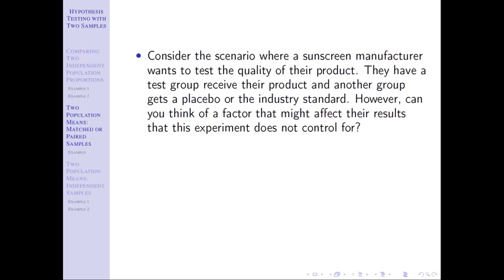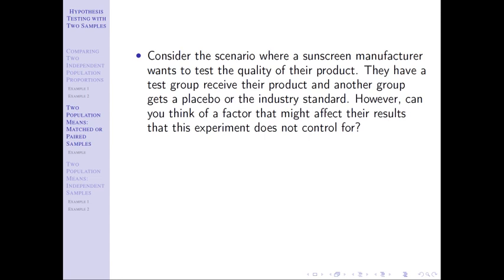Talk about how to test two population means if we have matched or paired samples. It's section 10.4 in your textbook, and we're going to start off with an example here. Consider a scenario where a sunscreen manufacturer wants to test the quality of their product. They have a test group to receive their product, and another group gets a placebo.